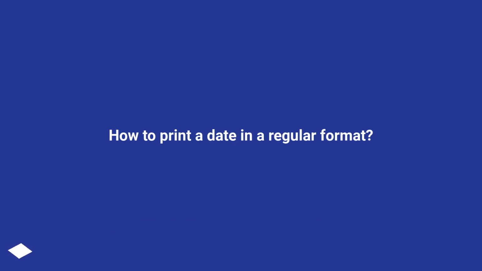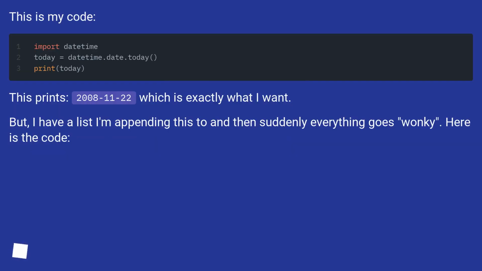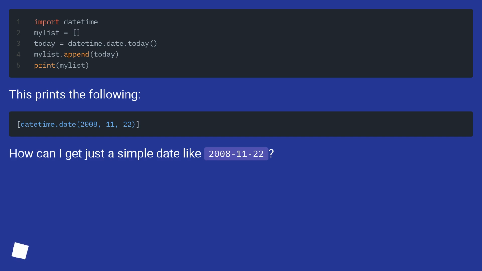How to print a date in a regular format? This is my code. This prints November 22nd, 2008, which is exactly what I want. But I have a list I'm appending this to, and then suddenly everything goes wonky. Here is the code. This prints the following. How can I get just a simple date like November 22nd, 2008?